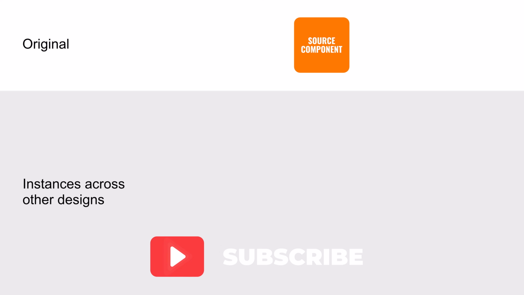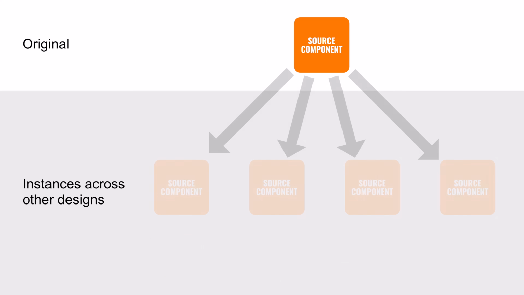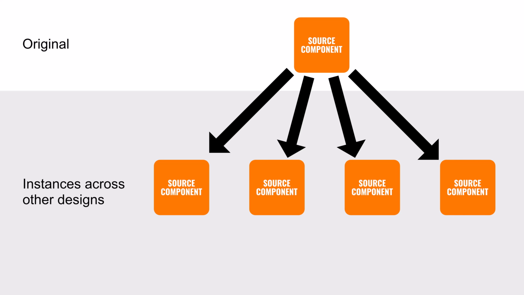So what is a Canva component? In simple terms, a Canva component is a source object that you can then create as many instances of as you want and use across as many designs as you want. But then if you go back and change that original source object and update it, you can make that update across all the instances of that object. So this is something that can potentially save you lots and lots of time.